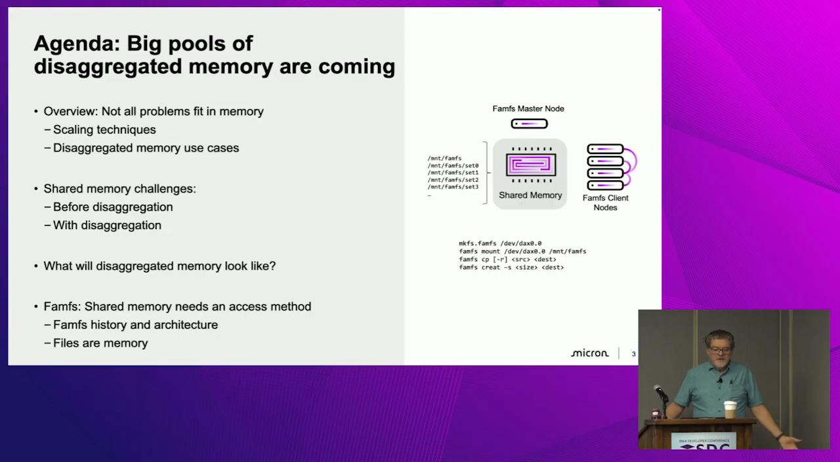And then I'm going to talk about Famfs, how it actually works architecturally. If there's interest, I'll delve into why files is the natural access method for memory. Because it turns out files are deeply embedded in the way you map virtual memory. So it was just kind of a natural thing to do.